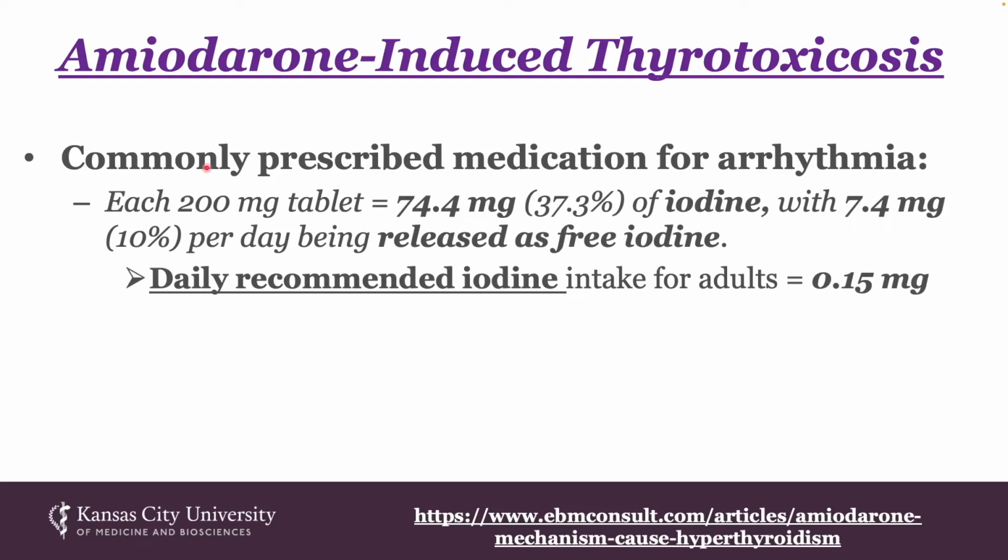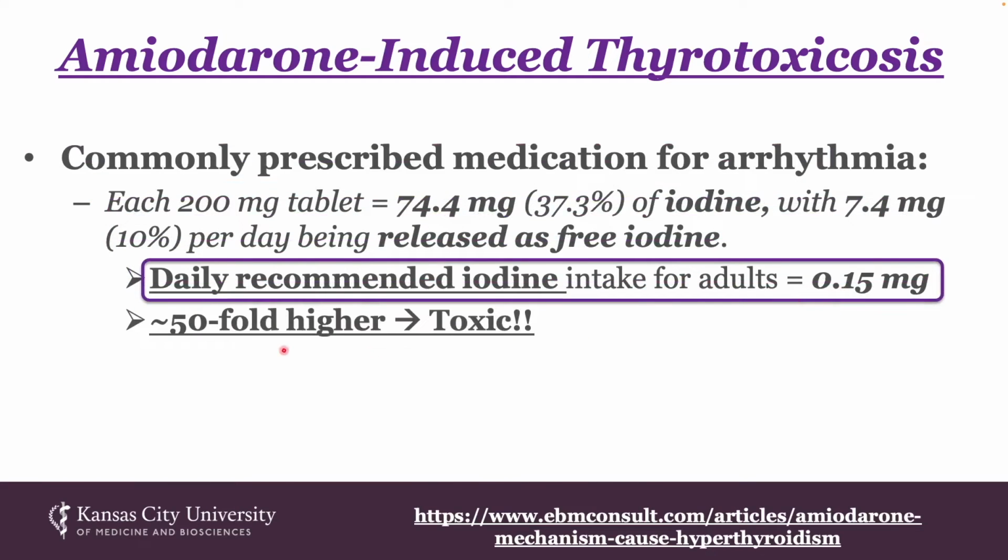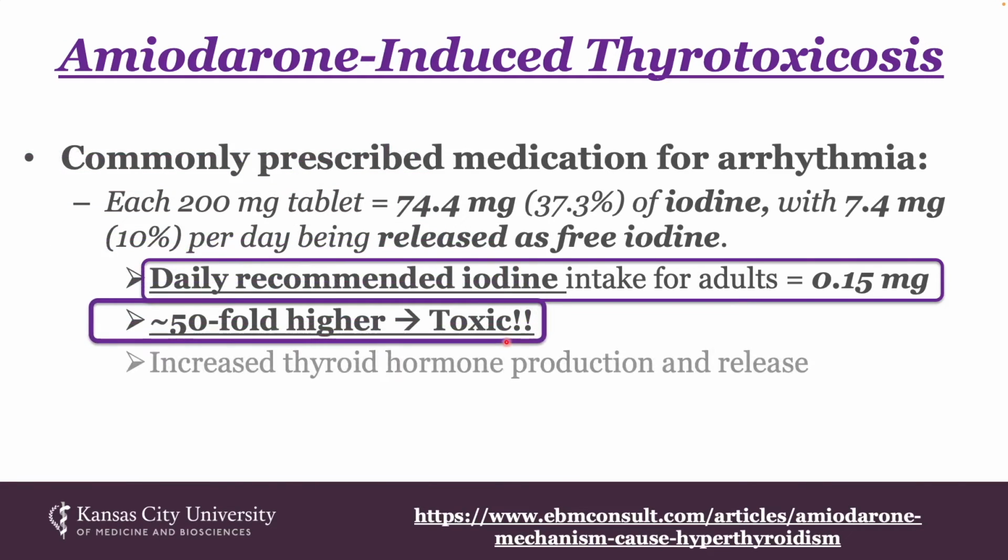Because amiodarone is a commonly prescribed medication, each 200 milligram tablet contains 74 milligrams of iodine, and 10% of that is released every day as free iodine. The daily recommended dose of iodine intake for adults is 0.15 milligram. Thus, 50-fold higher levels are released when patients are taking this medication, and that becomes toxic, leading to the increased thyroid hormone production and release seen in amiodarone-induced thyroid toxicosis.